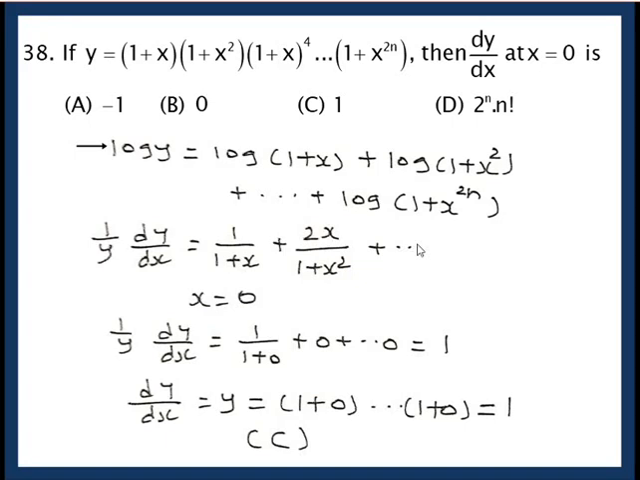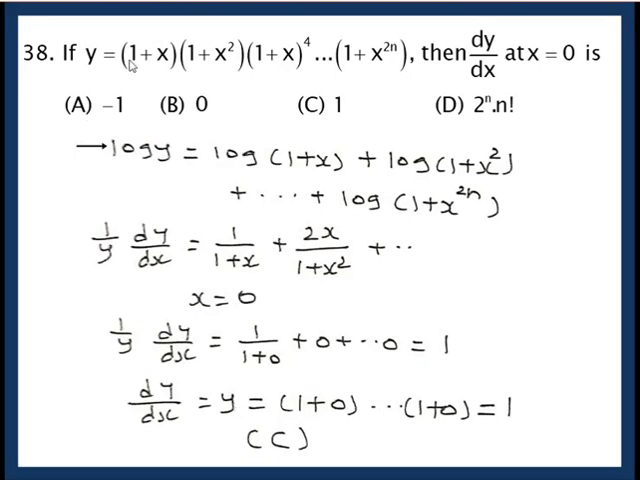Can you guess the next term? It is 1 upon 1 plus x raised to 4 into derivative of x raised to 4, which is 4x cube, and so on. I haven't mentioned them. Why? You will understand the reason. At x equal to 0, 1 upon y dy dx is 1 upon 1 plus 0, that is 1. Now denominator is always 1 because 1 plus 0 is 1. But numerator in all the terms from second onwards is 0 because powers of x are there. Is that clear? So 0 upon 1, always 0. So that gives me dy dx equal to y.